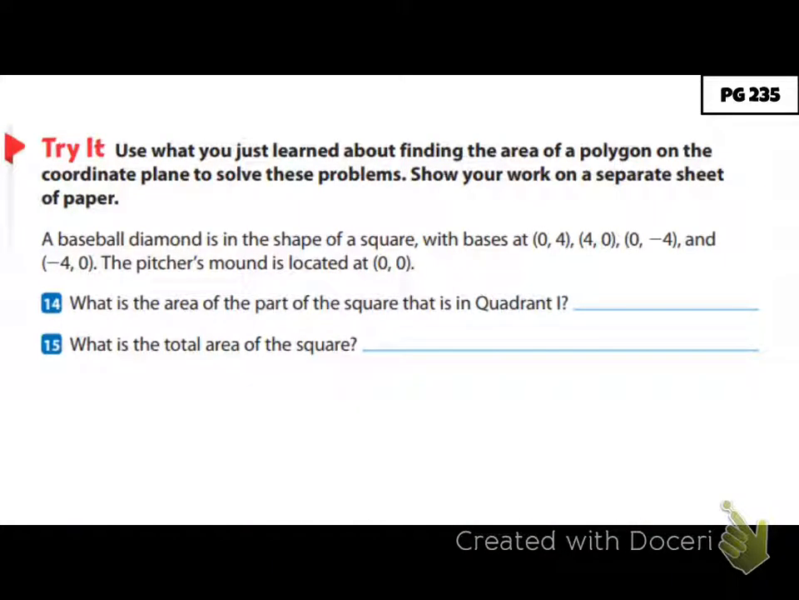So now take another minute and do the try-its. Use what we just talked about to solve the problems. So you're using the situation: a baseball diamond is in the shape of a square with bases at 0, 4, 4, 0, 0, -4, and -4, 0. The pitcher's mound is located at 0, 0. So you're going to find the area of the part of the square that is in quadrant 1, and then what is the total area of the square. Pause the video, take a couple minutes, work them out. When you're done, resume the video to check your answers.